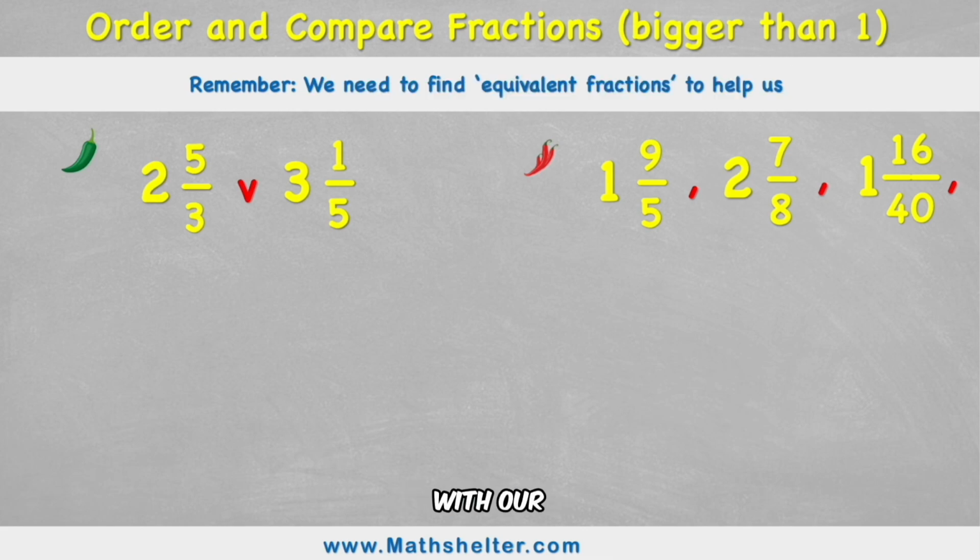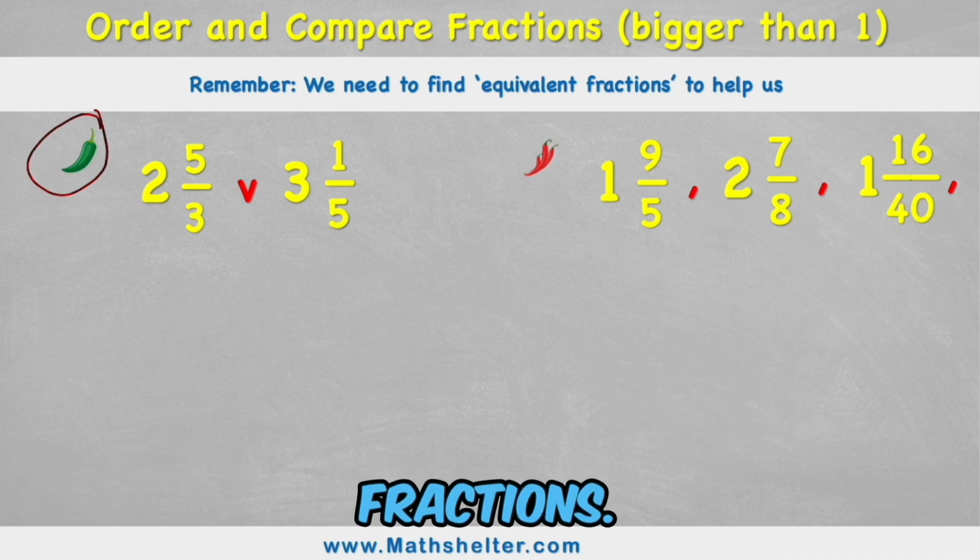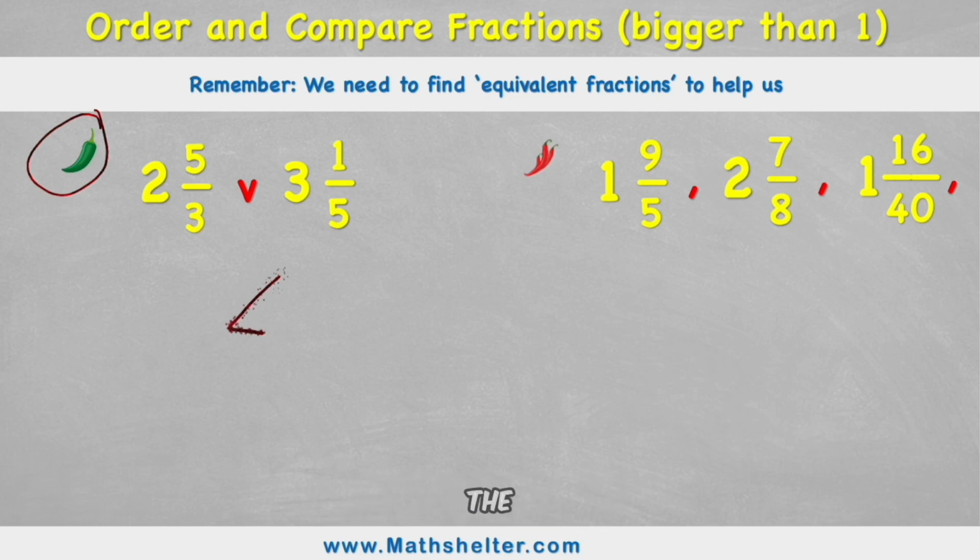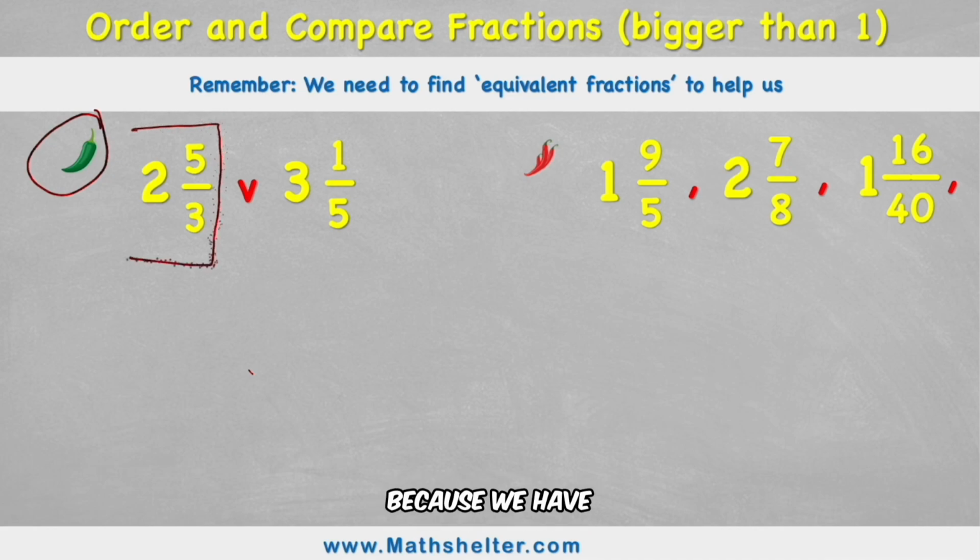Okay, so let's start with our green chili challenge. We're going to try and compare these two fractions, and we're going to compare with either the less than, the greater than, or the equal to symbol. So when we're comparing these two fractions, we can see we have 2 and 5/3 versus 3 and 1/5. We know it's bigger than 1 or a mixed number because we have a fraction, which is the 5/3 part, sitting next to a whole number, the 2.